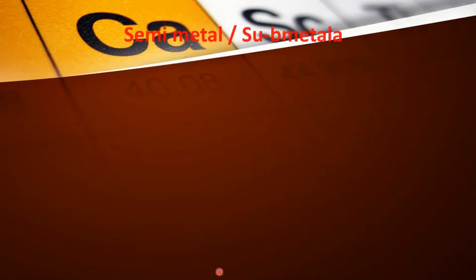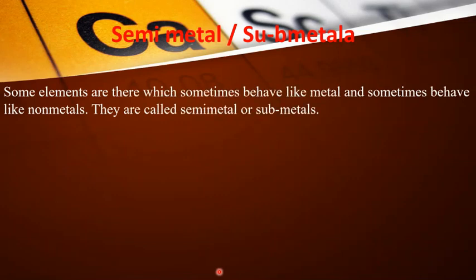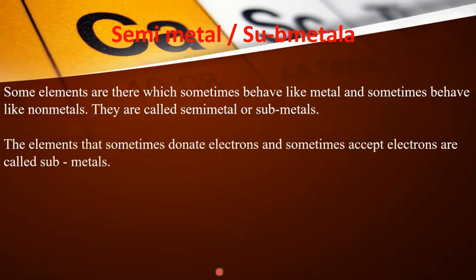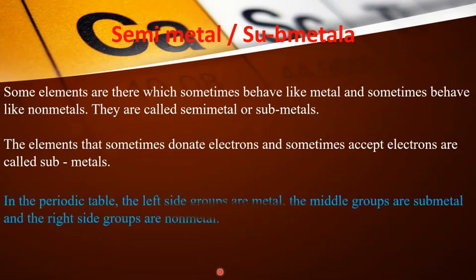Now, semi-metal or submetal. I have already told that. What is semi-metal or submetal? Some elements sometimes behave like metals and sometimes behave like non-metals. They are called semi-metals or submetals. The elements that sometimes donate electrons and sometimes accept electrons are called submetals. This is the modern definition of submetals.